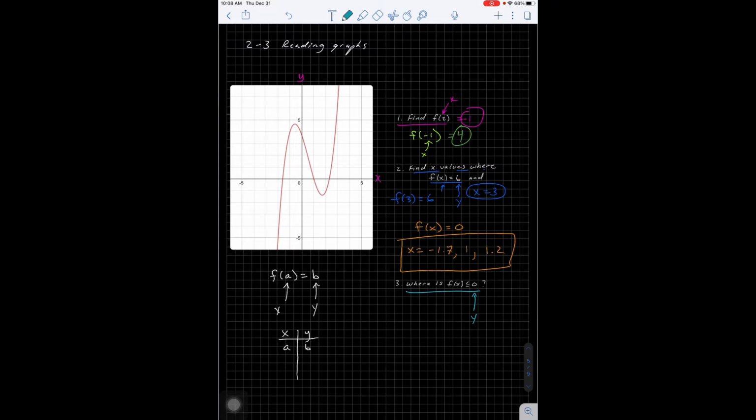That means I'm looking to split this graph at y equals 0. So again, here's 0. Y equals is always a horizontal line. Hey, let's review that really quickly. Okay, here's a little quick review.